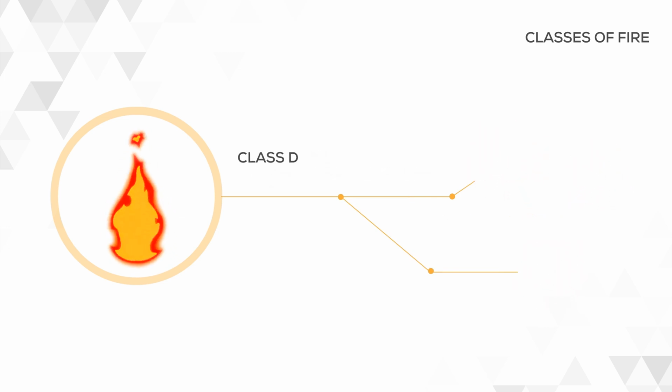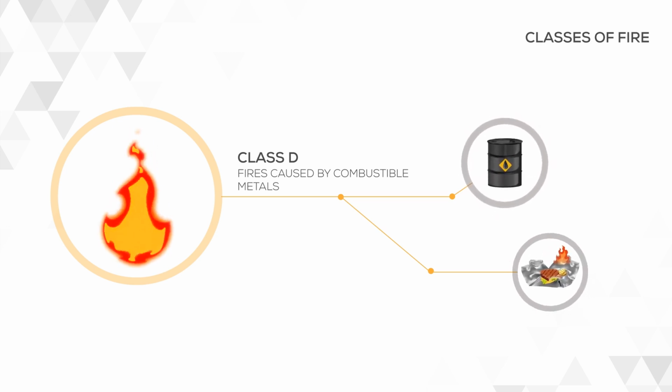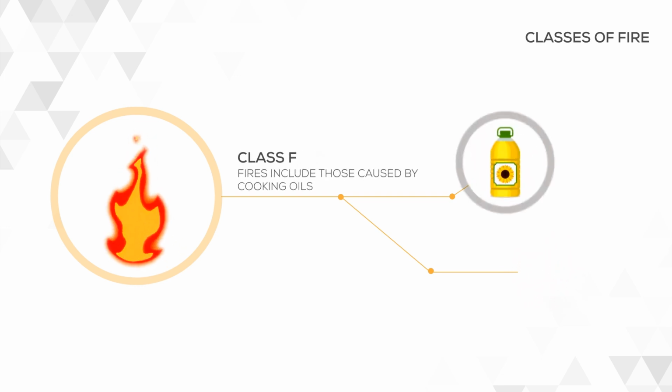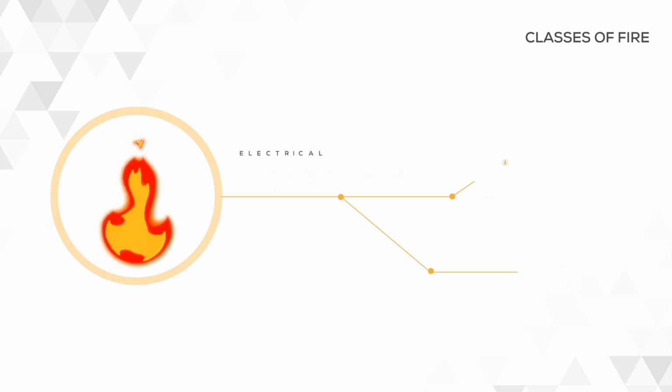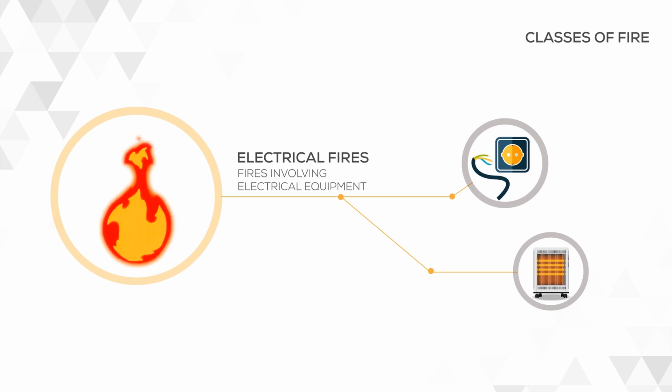Class D. Fires caused by combustible metals like potassium, aluminium, or magnesium. Class F. Fires caused by cooking oils usually found in commercial kitchens. Electrical fires. Fires involving electrical equipment, but upon removal of the electrical item, the fire class is changed.